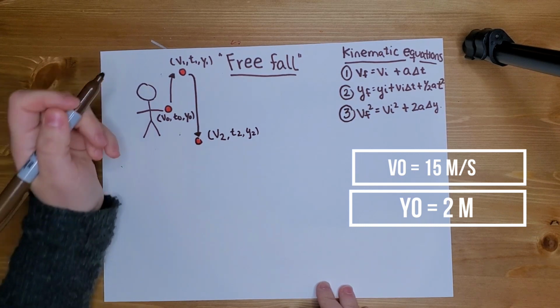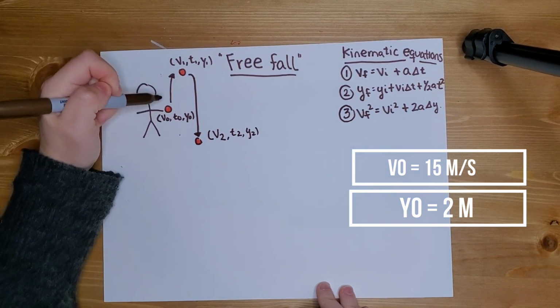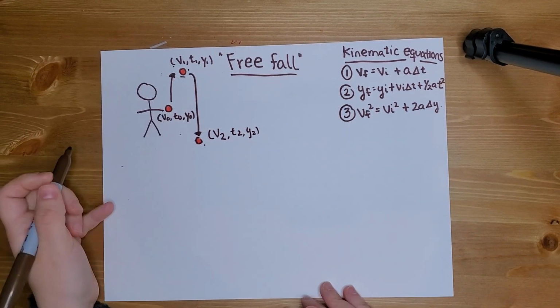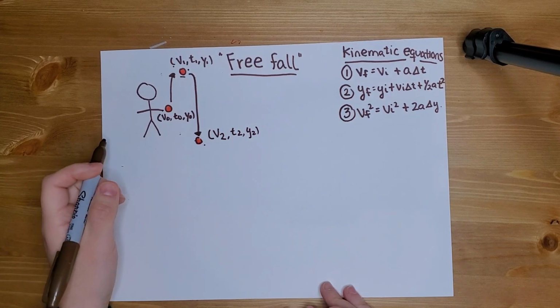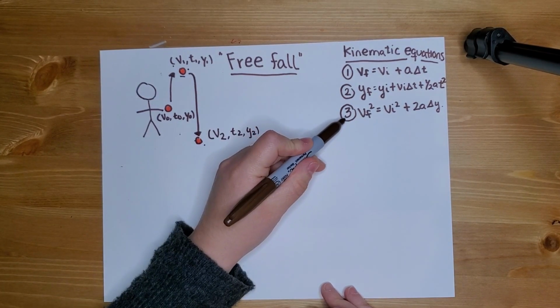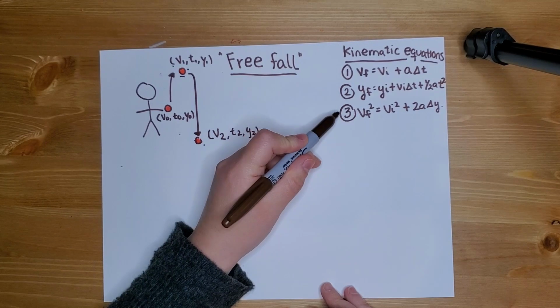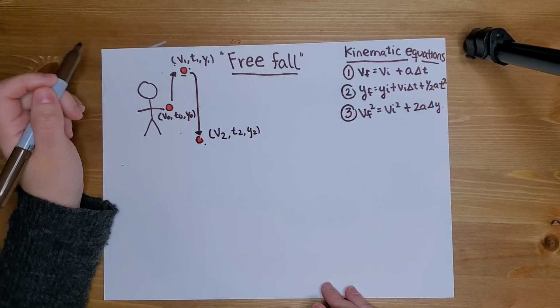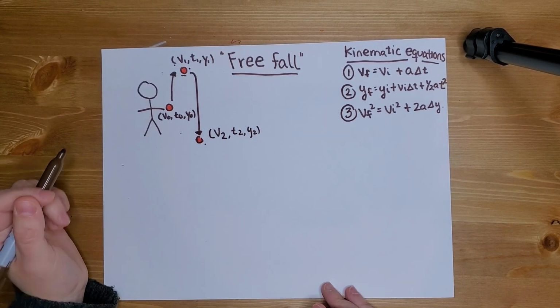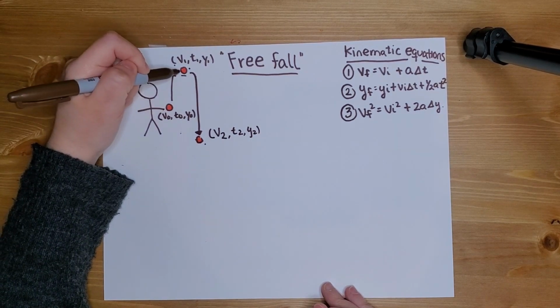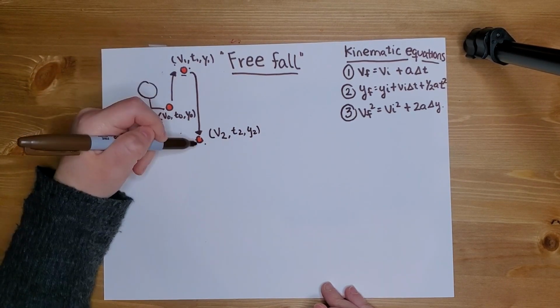So what we are trying to get is the entire time from here all the way here and then back down. Remember, we can use our kinematic equations for constant acceleration. The only acceleration that's applied is gravity. So it makes the ball slow down, stop, and then it makes the ball come back down.